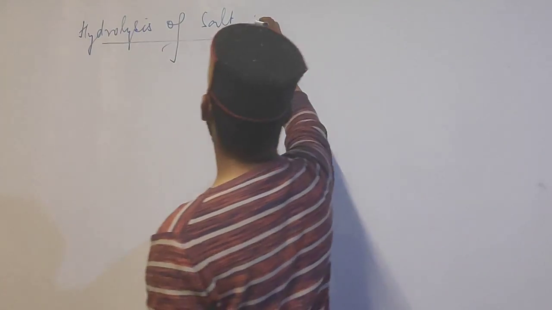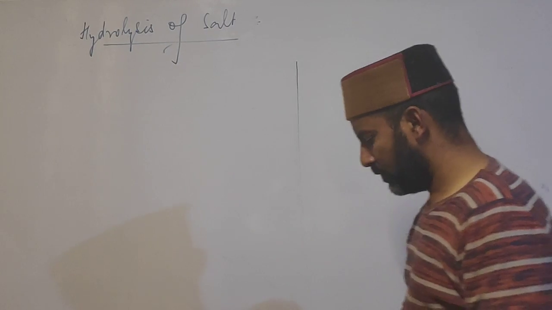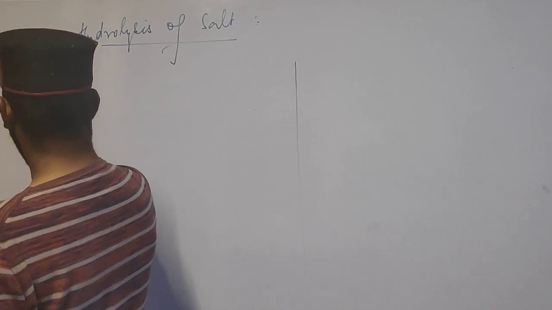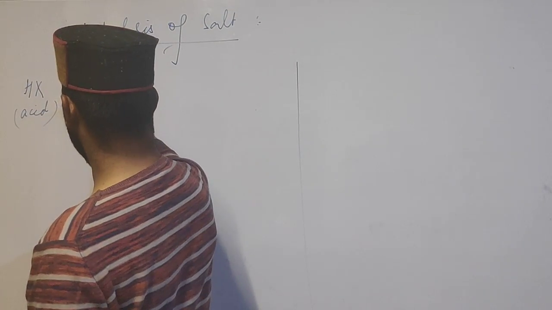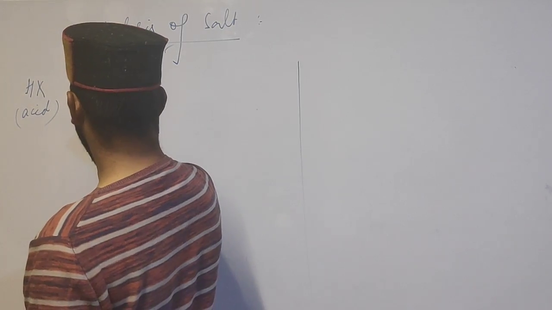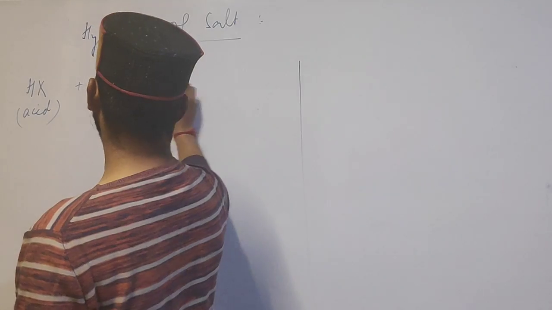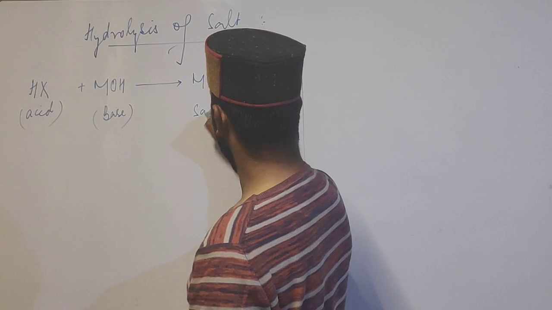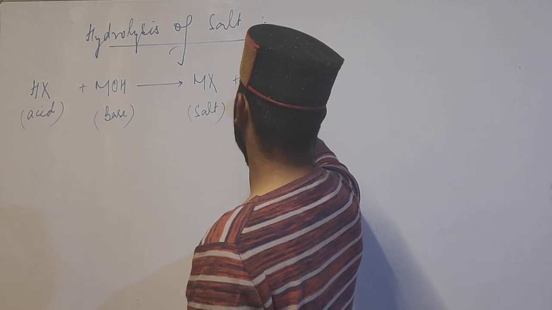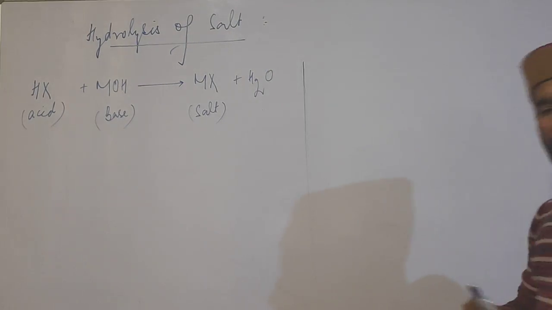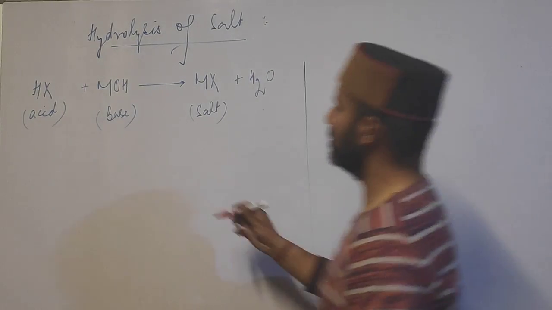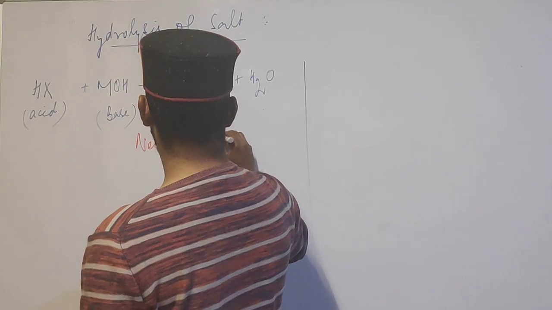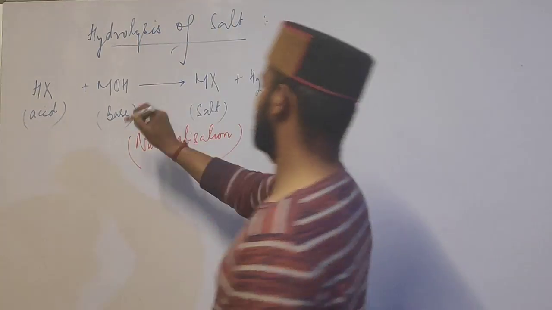Now students, I'm giving you one reaction. Say I have an acid HX, and I have a base MOH. Here M is a metal ion, and we know that acid and base react to give salt. So this MX is a salt, and then water only. Now students, this reaction is called neutralization reaction.